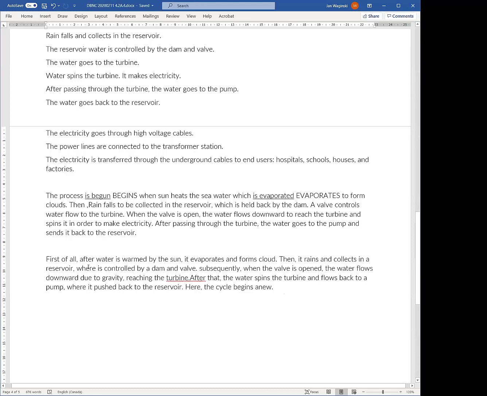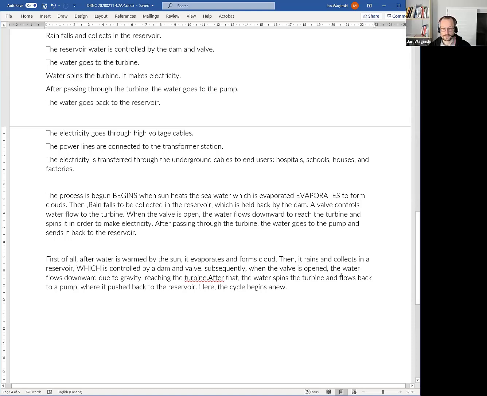After it is impaired by the sun, it evaporates and forms a cloud. Where is controlled? Or which is controlled? Yep. Subsequently, S capital. Yep. When the valve is opened, the water flows downward due to gravity, reaching the turbine. After that, the water spins the turbine. Oh yeah, that's what you meant. Okay.